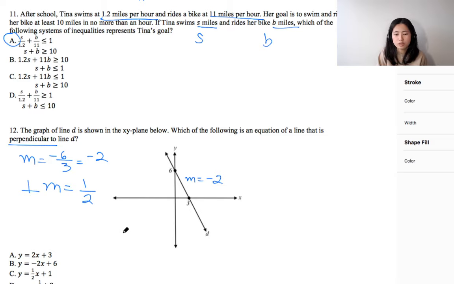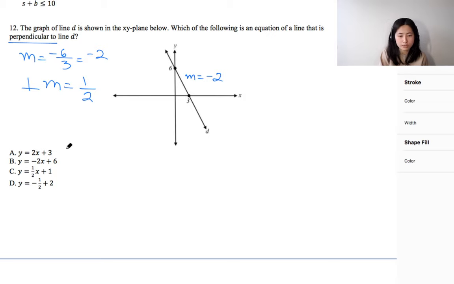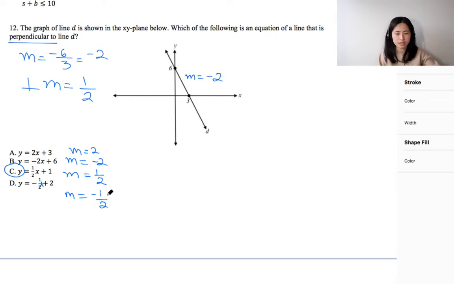So for this to be perpendicular, let's look at the choices. All of the slopes here: for part A, m is equal to 2. For part B, m is equal to -2. For part C, we see that this is 1/2, which is exactly what we're looking for. And for this one, m is equal to -1/2, and there should be an x here, by the way. So this is -1/2, but we don't want this because it's a negative sign, not positive. Therefore, we want C.